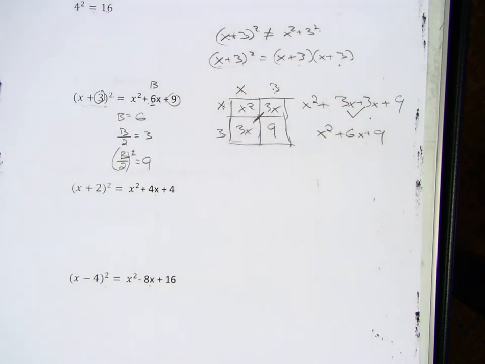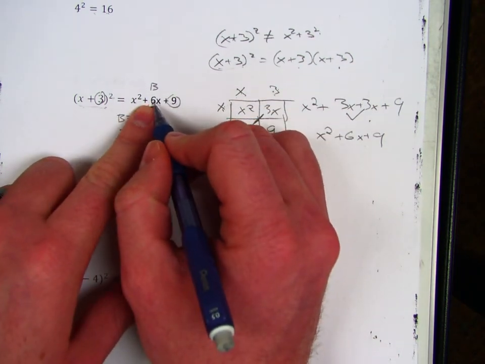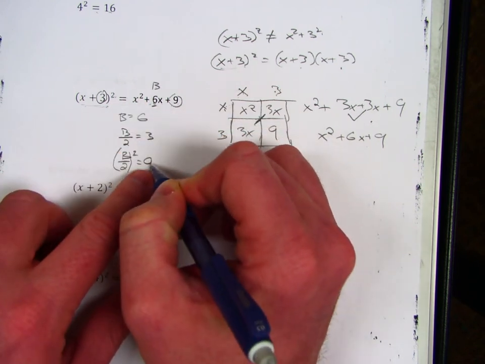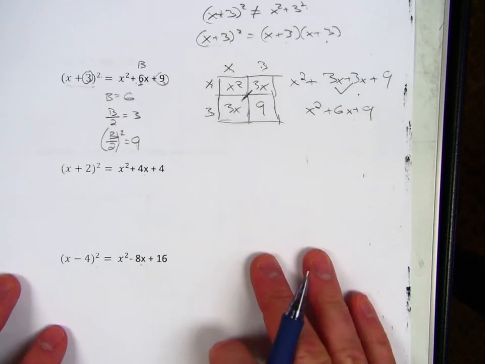Now I realize that's a weird pattern and it's hard to put it in symbols in a way that makes a whole lot of sense, but it's the idea that if I take my middle term, this b value, divide it by 2, and then square that number, it gives you the c value. Now let's look at our next example.